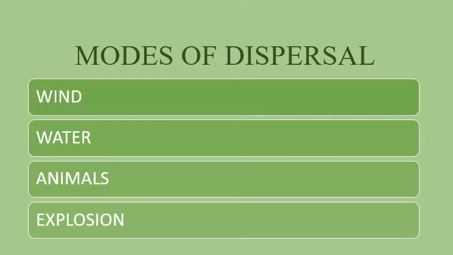Now, how do the plants disperse? That is, how do the plants spread or scatter their seeds far and wide? How do these seeds travel from one place to another? So there are different modes, or we can even call them agents of dispersal. So there are main four modes of dispersal. First is wind, second mode of dispersal is water, third animals, and the fourth mode of dispersal is explosion. We are going to talk about each one of them separately with examples.